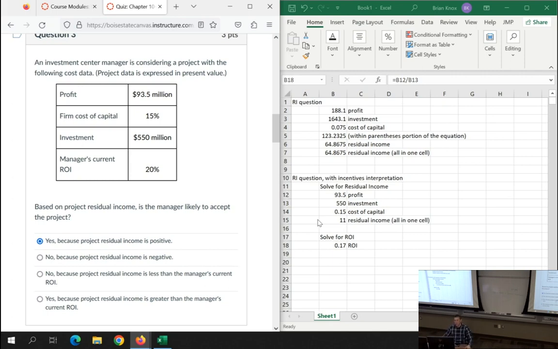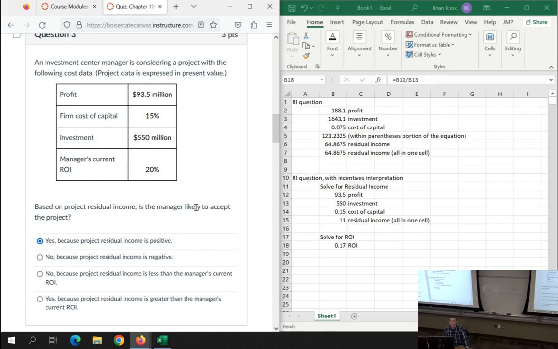Just profit over investment is what we're looking for. But in real life, there's a chance this manager might not accept that 17% is below 20%. In real life, if he or she is being incentivized based on ROI, the point of this part right here is to say, focus on the residual income effect on the manager's incentives. So as far as residual income is concerned, the residual income of this project is going to push that manager to accept it, is the idea.